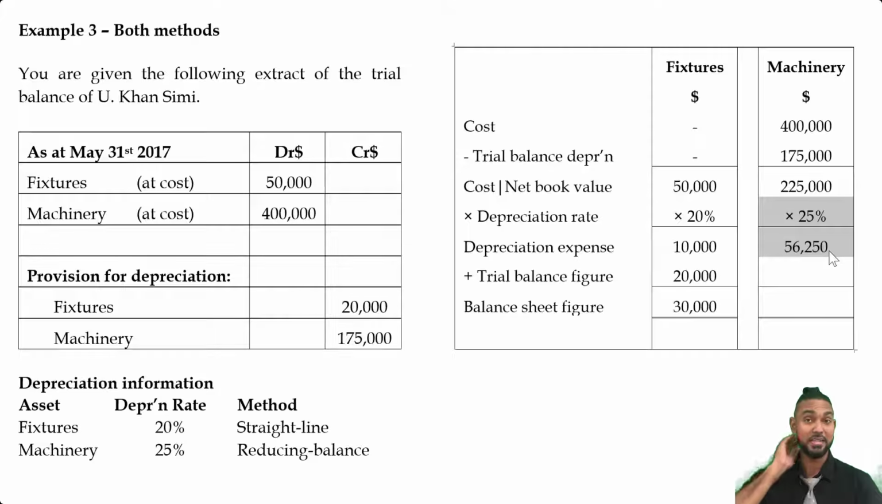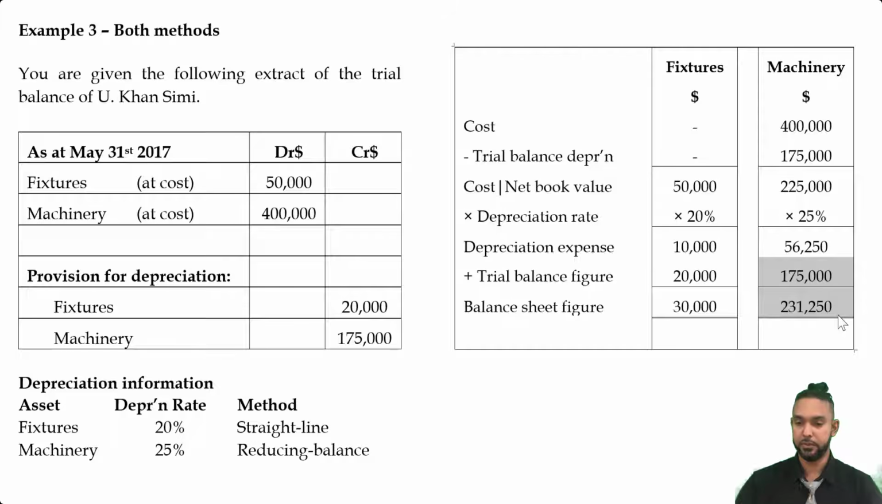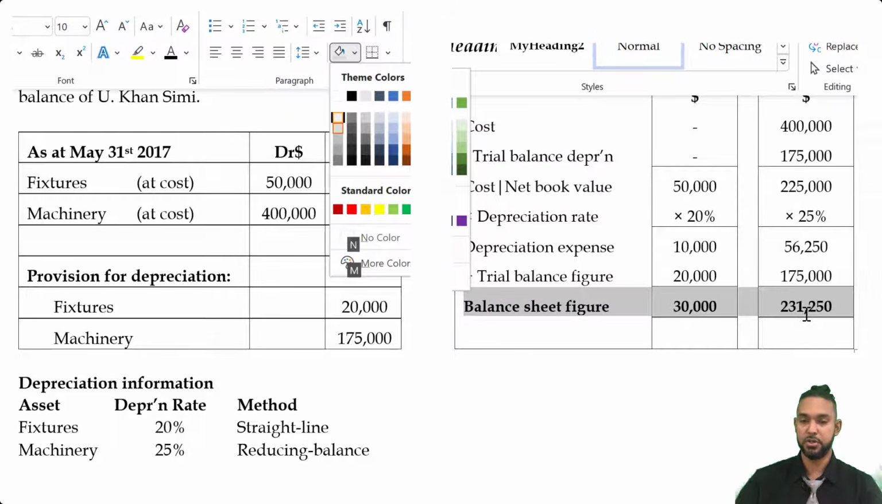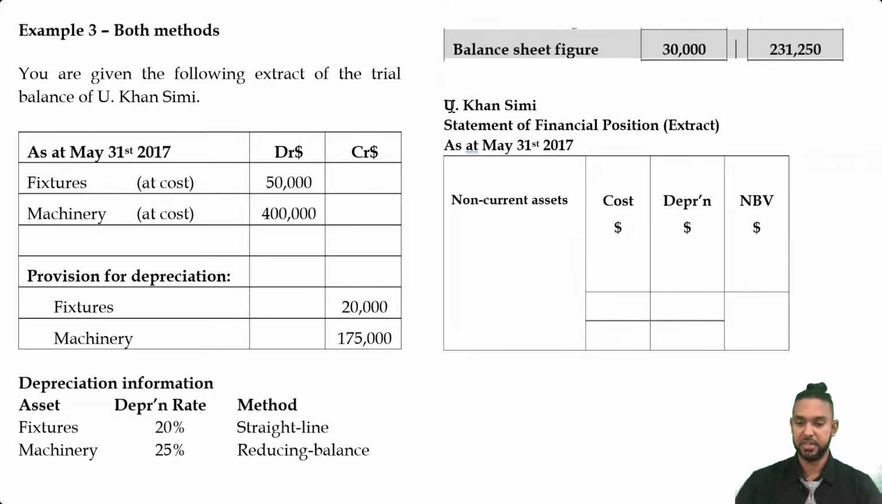Now, that is the depreciation expense for the current year. That's the income statement figure. What do we need? The balance sheet figure. How do we get it? We add the income statement figure to the trial balance figure of 175. So we're going to add those two together, and that's going to give us 231,250. Right. So now we have the depreciation figures that we need to populate the balance sheet. Let's take a look at that. Right, so you're seeing it headed up properly here.